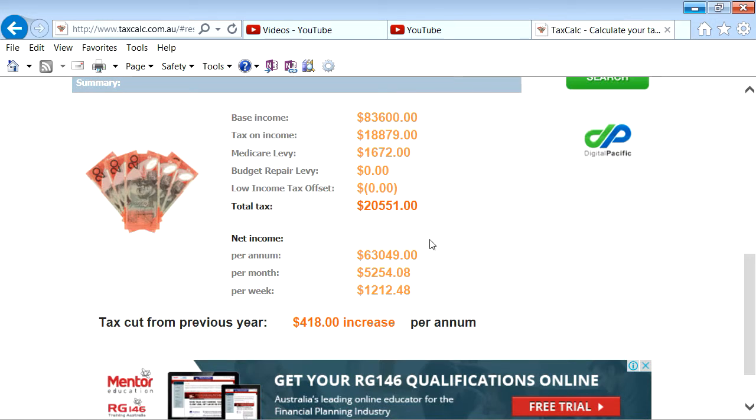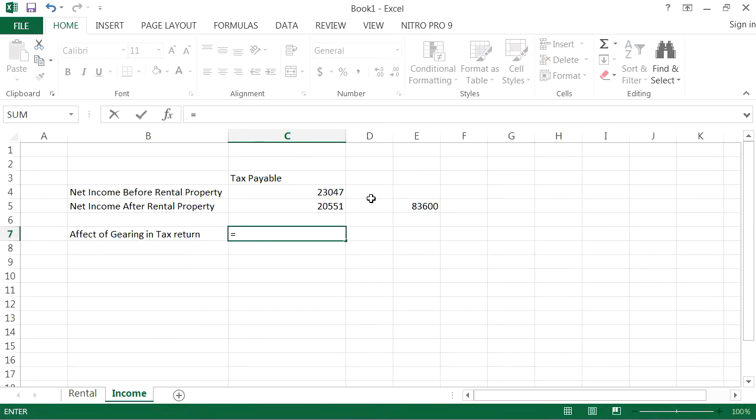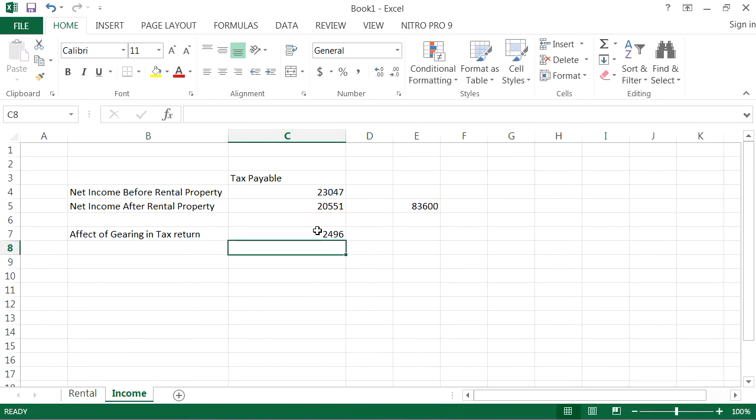Calculate that. The new tax payable is $20,551. So the effect of negative gearing in your tax return here is to improve your tax outcome by $2,496. Now there are a few general things to be aware of with negative gearing.